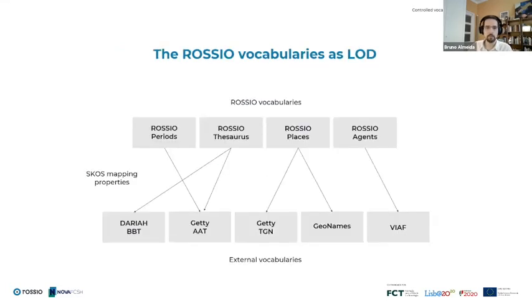So this diagram that you see here represents the alignment by means of SKOS mapping properties between the ROSSIO vocabularies and external resources. The systematic alignment to external vocabularies is required for qualifying as linked open data. At this time, the vocabularies are aligned with the backbone Thesaurus from DARIAH, the Getty Art and Architecture Thesaurus, the GeoNames Gazetteer, and the Virtual International Authority File. Links to other vocabularies are under consideration at this time.